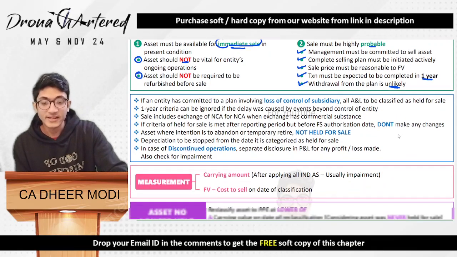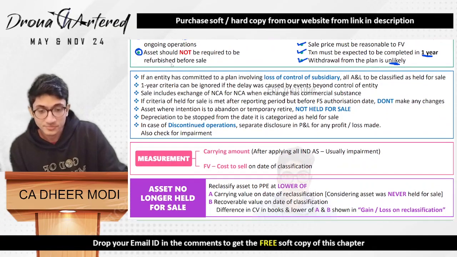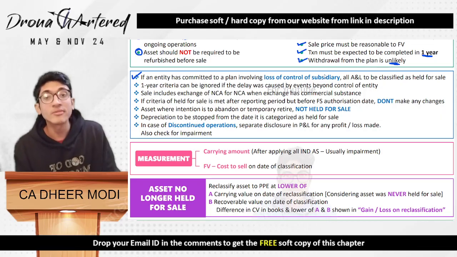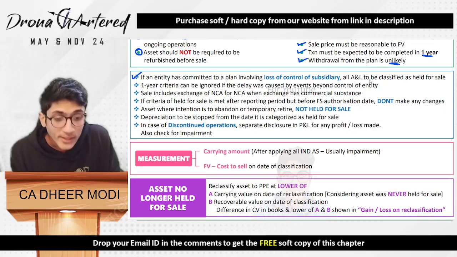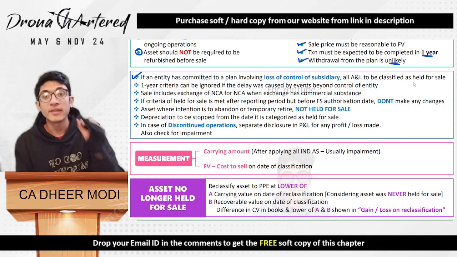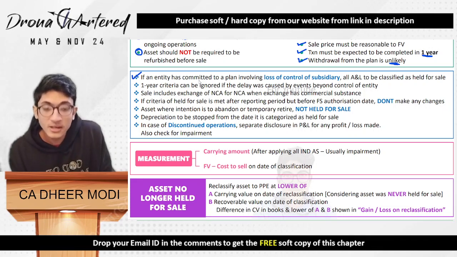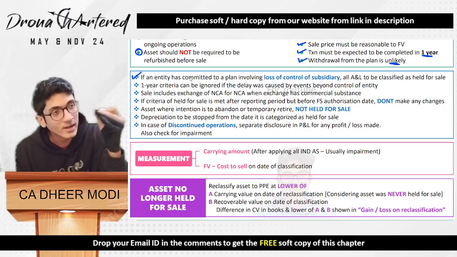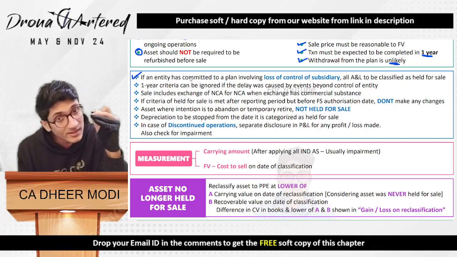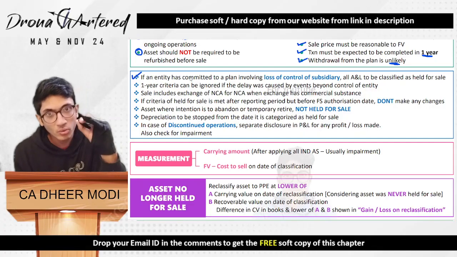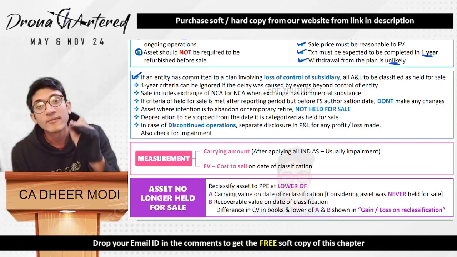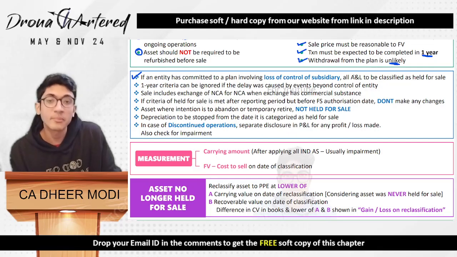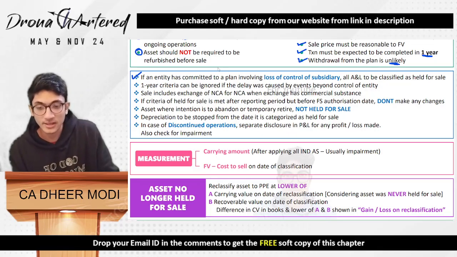Next, if an entity has committed to a plan involving loss of control of a subsidiary, all assets and liabilities are to be classified as held for sale. That means earlier we had control and now maybe we are selling not the entire subsidiary but we are just going to lose control. Say for example, control was defined at 50% and we now have only 30%. That means we do not have control anymore. So therefore, all assets and liabilities will be classified as held for sale.